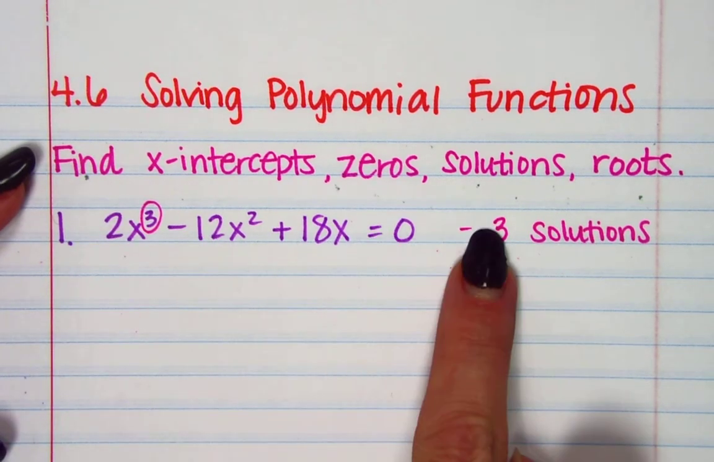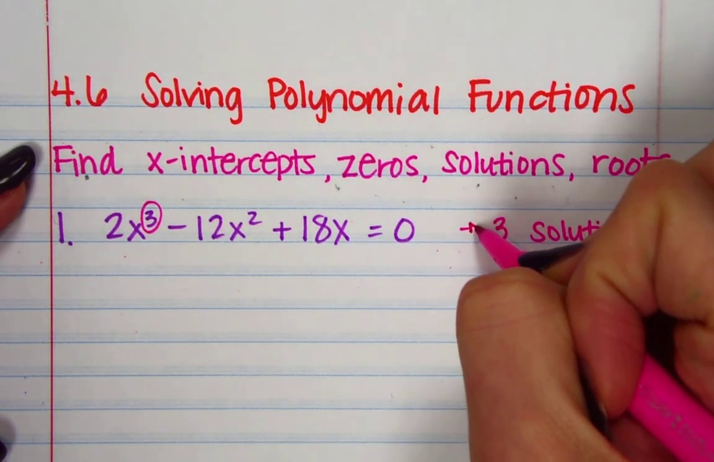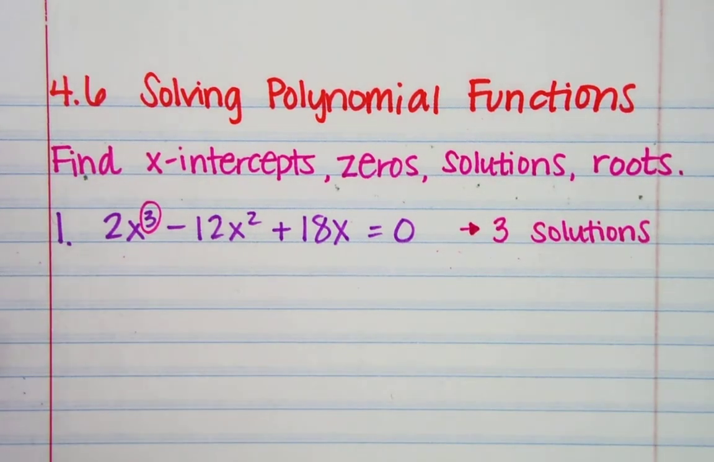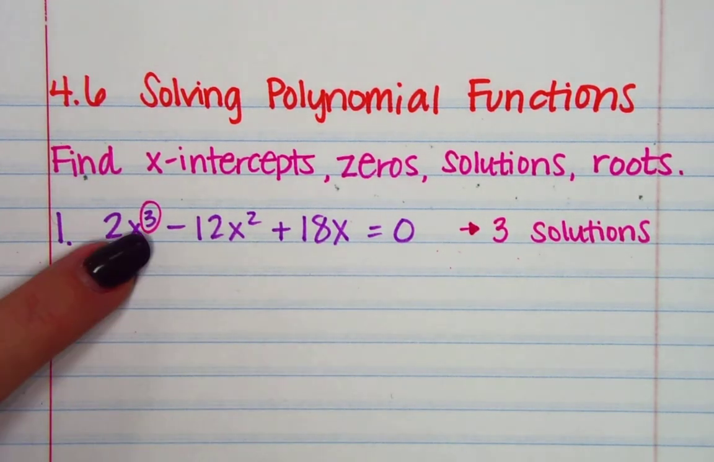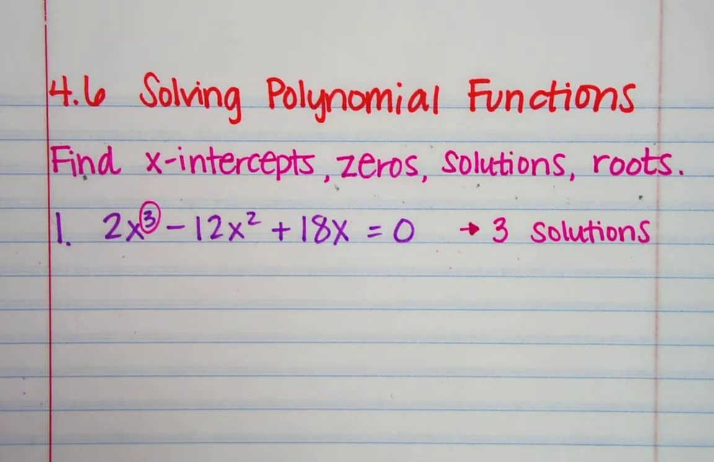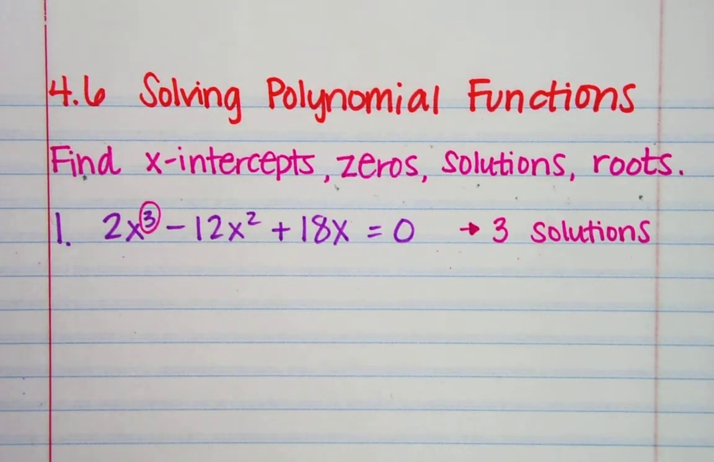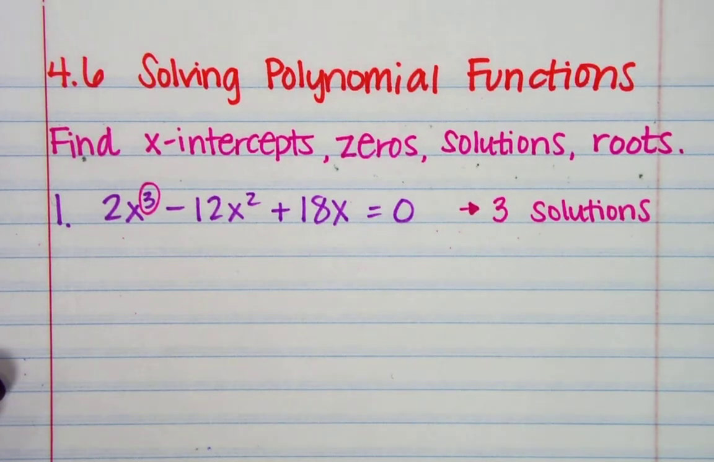So again, we want it to be equal to 0. Sorry, I'll make that an arrow. There you go. This one has 3 solutions because there is a 3 there. We know that because the highest degree is 3. So we're going to start to solve it by hand. You want to find the factors, which is what we did on the whole last test that we took. We're going to find the factors.